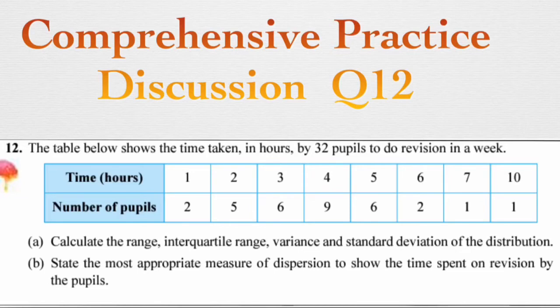For question B, state the most appropriate measure of dispersion to show the time spent on revision by the pupils. I think many of the students will say, I don't know how to do this. You have to state the most appropriate measure of dispersion, and then justify your answer, giving the explanation why you would choose variance, or maybe the interquartile range, or the range, or the standard deviation. So try first before we discuss further.